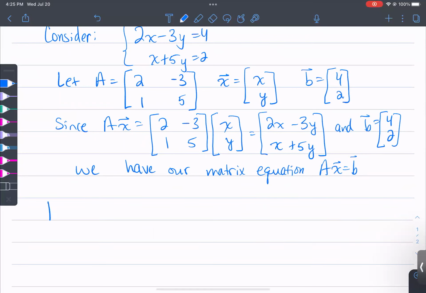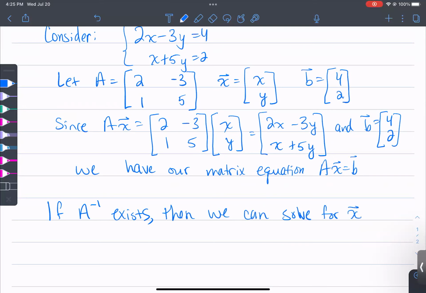Going from there, if the inverse of A exists, then we can solve for the x vector, which would tell us what our two variables are, by multiplying A inverse times the B vector.